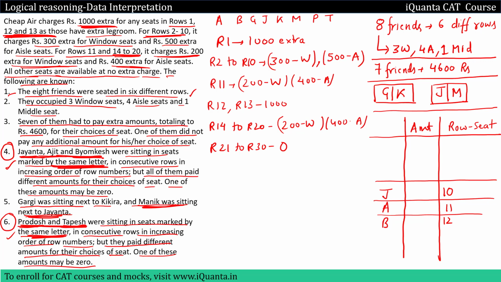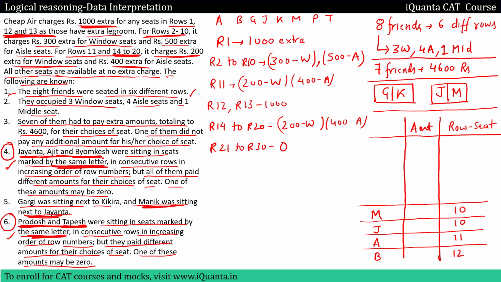So that means Manik will also have row number 10. So Manik will have row number 10. So we have one more clue now. Now who are the friends left? We have only 4 friends left. So let me make space for those 4 friends. We have G, K, P and T left.